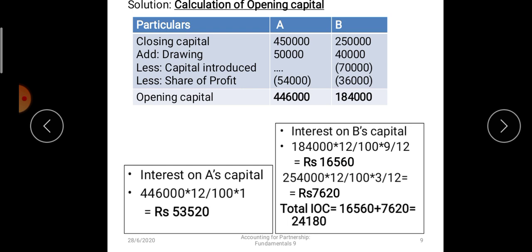Please do the calculation, all of you. Solve this question. And in our book, illustration number 18 to 23, please go through that. I am repeating, illustration number 18 to 23.